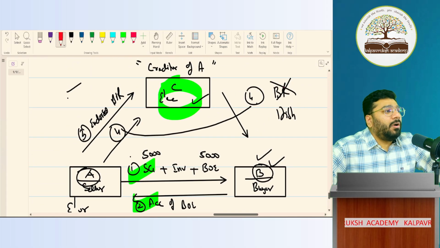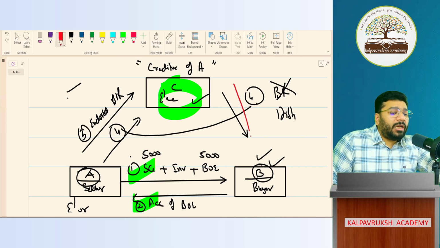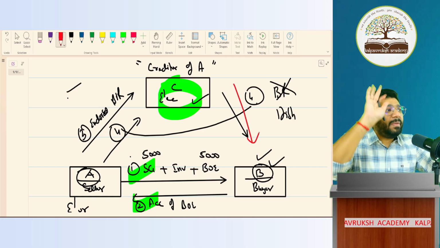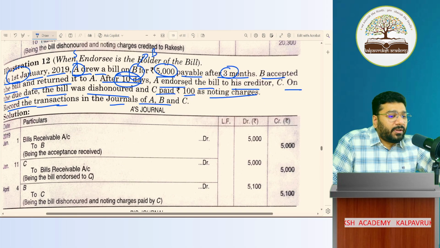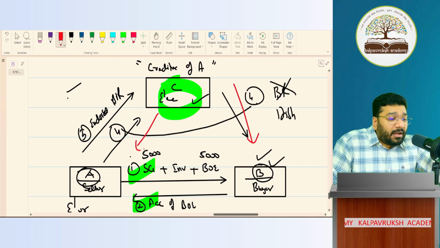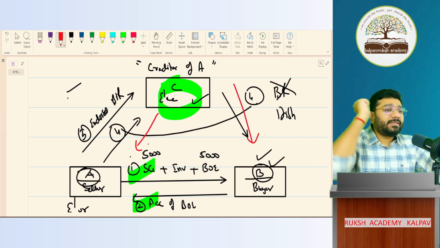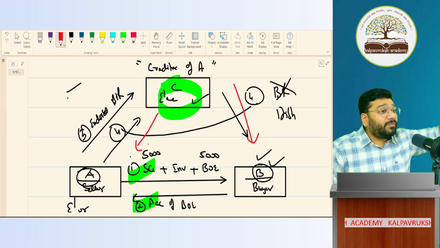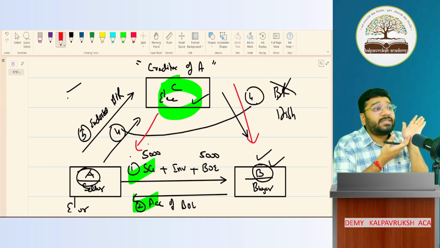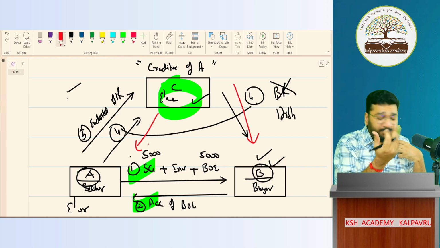Now tell me, people, on the date of maturity, when the bill is dishonored, what is going to happen? C would have taken a notary public, got the noting work done, and made the payment of notary charges. How much notary charges? 100 rupees. Now, after that, what will C do? C will come back to A. He will throw the bill of exchange on the face of A, along with the noting document, telling that, look, boss, the bill of exchange you gave, where it was promised that B will make the payment to me, that person did not make the payment. So I want my money back.